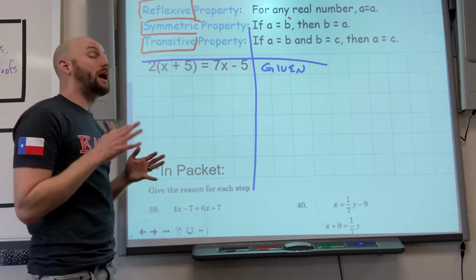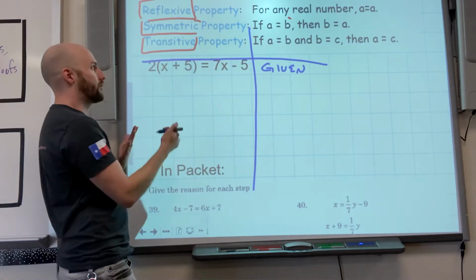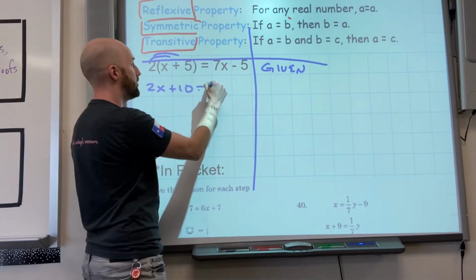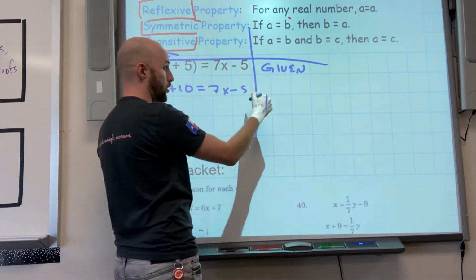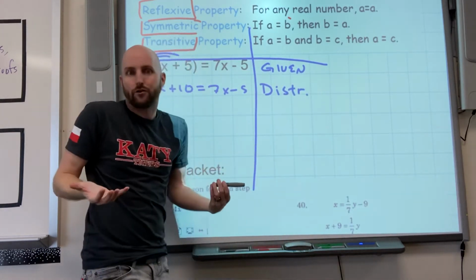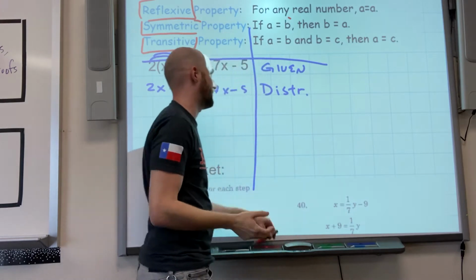Now, we're not allowed to skip steps in our head. What's the first thing I would do? I would distribute this and get 2x plus 10 equals 7x minus 5. What did you just do? You distributed, you're just writing down your step. Okay, that's an allowed math step.